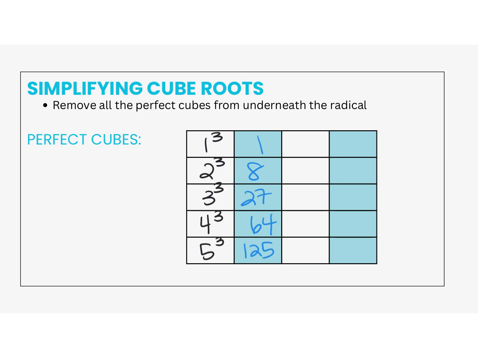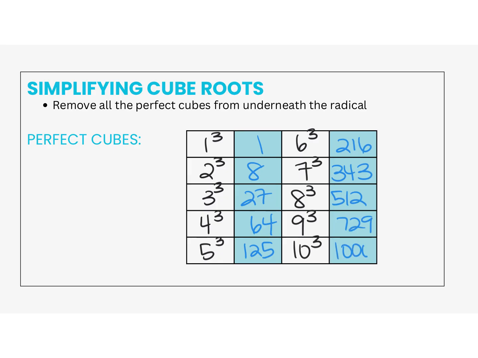And I'm guessing those look fairly familiar to you, especially after our work with exponents and logs. However, 6 through 10 might be a little bit more challenging for you to remember. So again, I would have these somewhere where you can reference them as you're doing these problems. So 6 to the third power is 216. 7 to the third power is 343. 8 to the third power is 512. 9 to the third power is 729. And 10 to the third power is 1000.